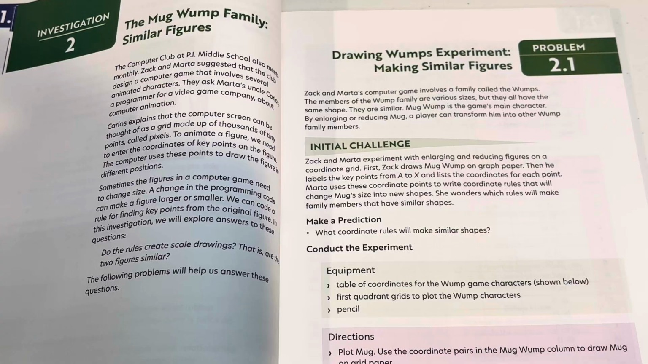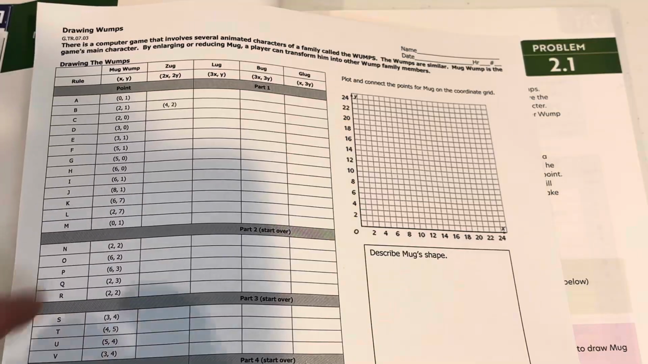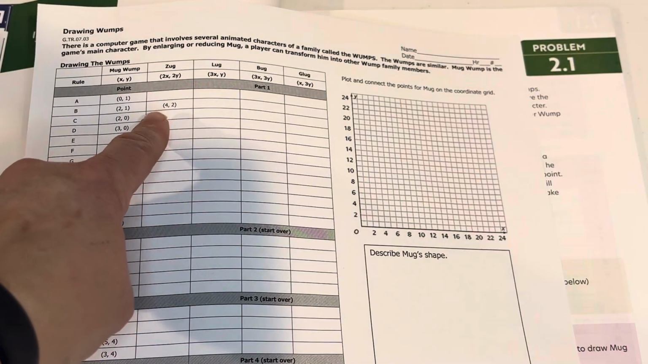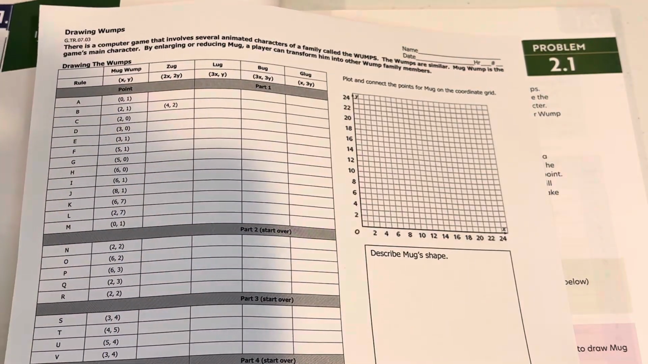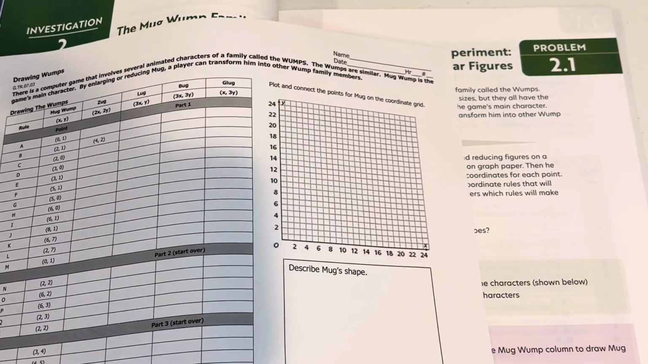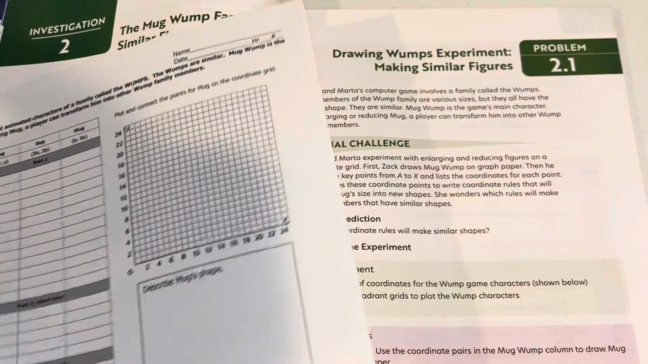So yesterday you were tasked with creating the Mug Wump family. You had quite the tedious task of plotting a whole bunch of points and creating the new Wump family members. If you recall, you were given this sheet with the coordinates of Mug Wump. I asked you to apply these new rules for Zug, Lug, Bug, as well as Glug, and then to create their pictures in the coordinate plane.